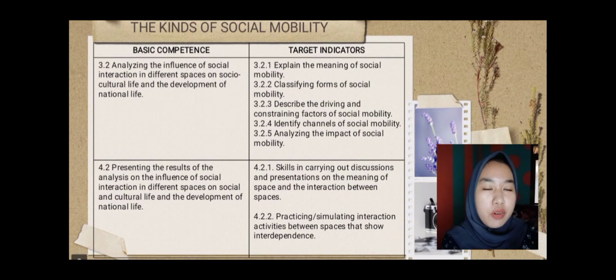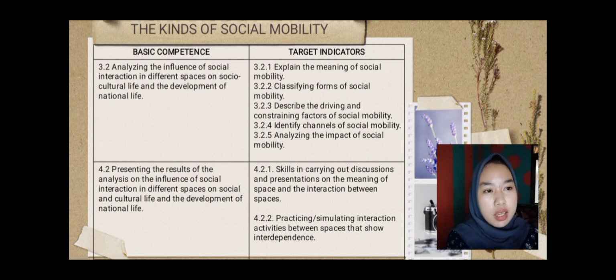Okay, our material today is social mobility. Please, before we start our material, read the basic competence and target indicators. I will share this PowerPoint on our WhatsApp group, and you can read it later.